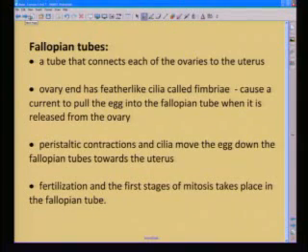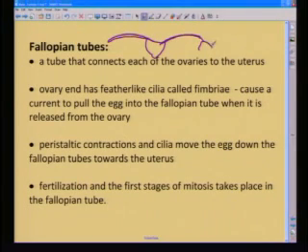Okay, fallopian tubes. Now, the fallopian tubes, remember, they come in across like that, and they then come into the uterus. So here are your fallopian tubes. And you have this sort of opening area over here. That's where your fimbriae are going to be, almost like a little cup shape. Now, a tube that connects each of the ovaries to the uterus. The ovary end has feather-like cilia called fimbriae. That's the ovary end of the fallopian tubes.